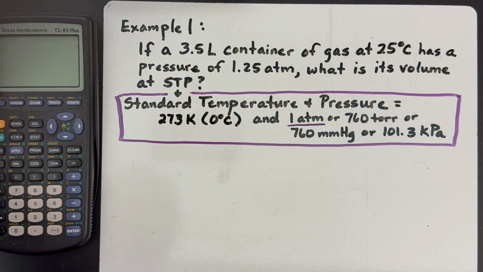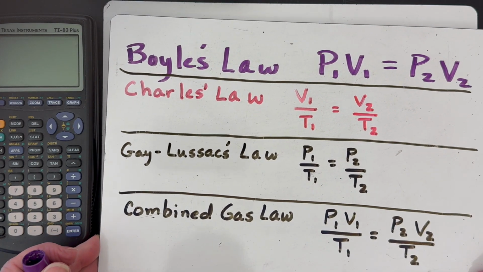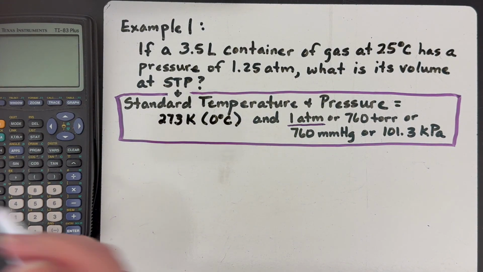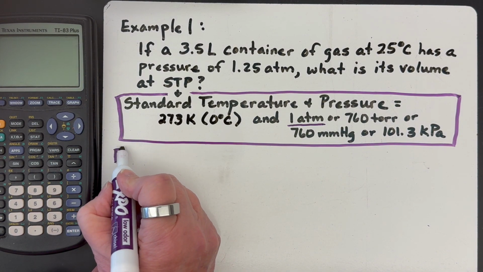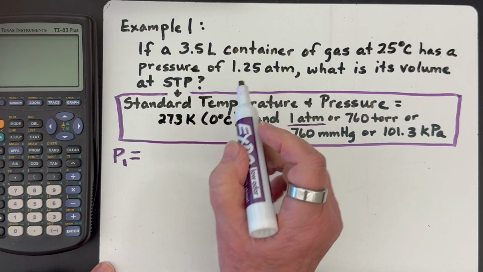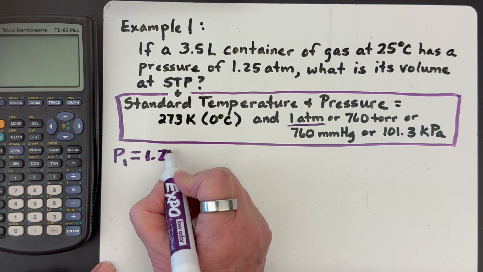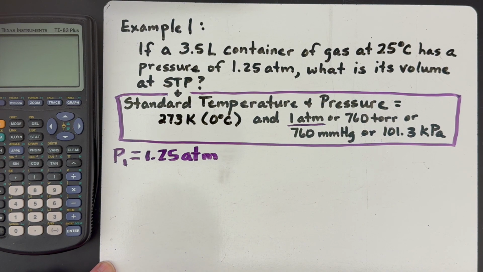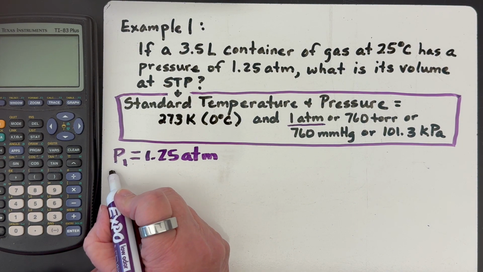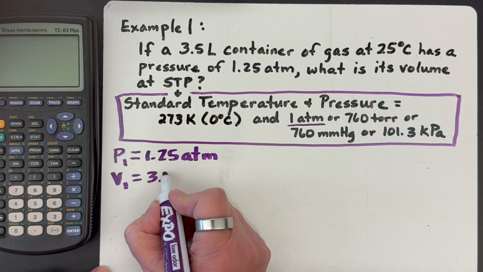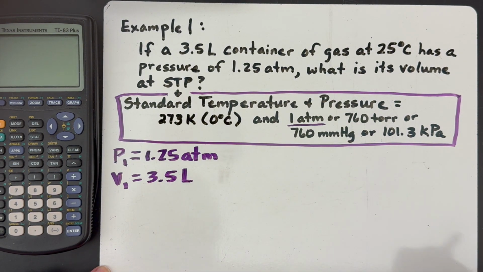So that's going to be our final conditions. Remember our combined gas law. We need P1, V1, T1, P2, V2, and T2. Pressure 1, we were given up here in our problem, is 1.25 ATM. The ATM tells you that's a pressure unit. Volume 1, we were given. We were told it was a 3.5 liter container.